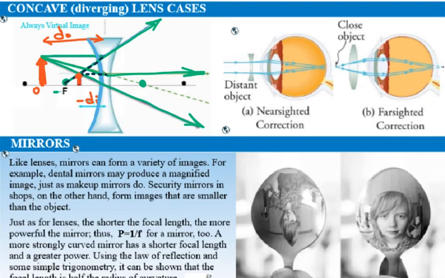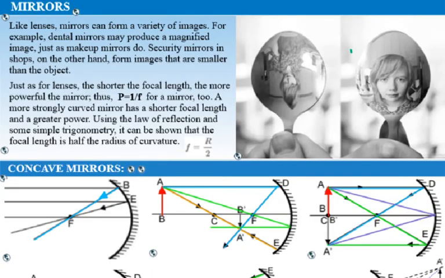And for all divergent lenses, this is going to be the case. So there's not as many cases as there were for the convergent lenses. It's just going to be smaller or bigger depending where you place your object in this case. And just like lenses, mirrors can form a variety of images. For example, a dental mirror may produce a magnified image, just like makeup mirrors do, and security mirrors in the shops, on the other hand, form images that are smaller than the object.